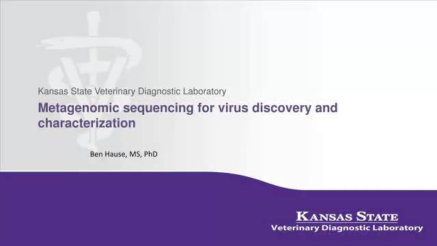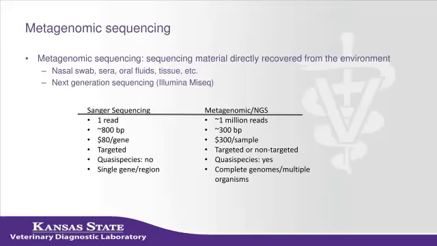So what I'm going to talk about is metagenomic sequencing, and that's what we were performing at campus today. When we say metagenomic sequencing, we mean we're sequencing directly from the environment. For most of the people in the room, the environment is pig samples: nasal swabs, serum, oral fluids, tissues. And I've got a couple of columns here talking about Sanger sequencing versus metagenomic next-gen sequencing.